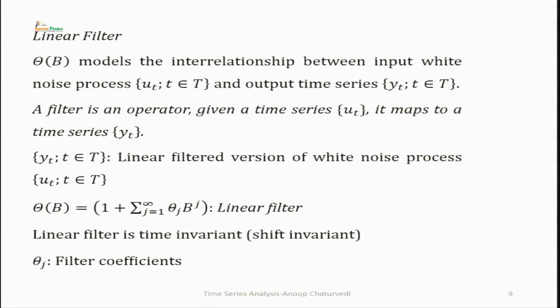Another term which is used for theta B is linear filter. Actually, theta B models the interrelationship between the input white noise process, or input purely random process u t, and the output time series y t. Now, how do we define a filter? A filter is an operator: given a time series u t, it maps to a time series y t.